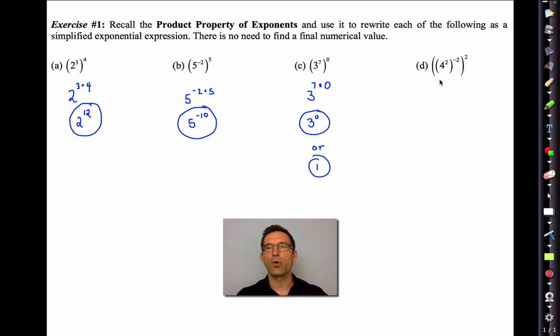Now this one looks horrible, but keep in mind we could always work our way out, right? 4 to the 2nd to the negative 2 would be 4 to the negative 4. And then we would have 4 to the negative 8. All right. So I just wanted to review that law because strangely enough, that is going to be how we are going to first understand fractional exponents. Anyhow, pause the video now if you need to, and then we'll move on and start to tackle these things.